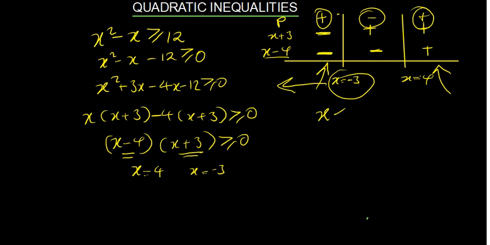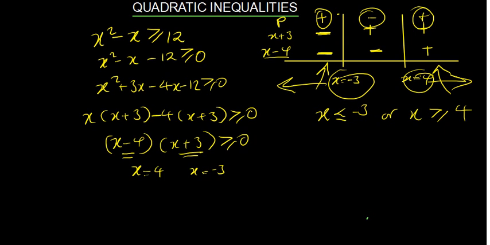So x will be less than or equal to -3, because going in this direction to the left of -3, those are less. At the same time, x can be 4 and going this side. So those numbers are greater than or equal to 4. So these are our values of x in that case.